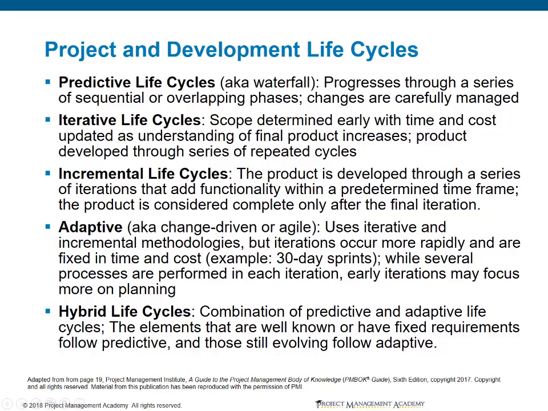Finally, we have the hybrid life cycle. This is a combination of predictive and adaptive life cycles. The elements that are well known or have fixed requirements follow predictive, and those still evolving follow adaptive. This allows a project manager to take advantage of the benefits of these different types of life cycles. It's important to remember that it is not necessary to use a single approach for the entire project. We can use a combination of any or all of these approaches, and it would be considered a hybrid approach.